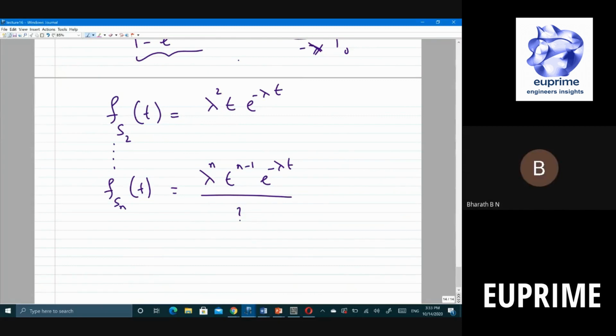See, this is how I generalize. Lambda squared for S2, so for Sn it will be lambda power n. For S2, there is a t power 1 instead of 2, so that means n minus 1, so I put n minus 1. E power minus lambda t is independent of n, so I write that. So what should I put here? N minus 1 factorial. How did you find that? Because for S2 it was 1 factorial.